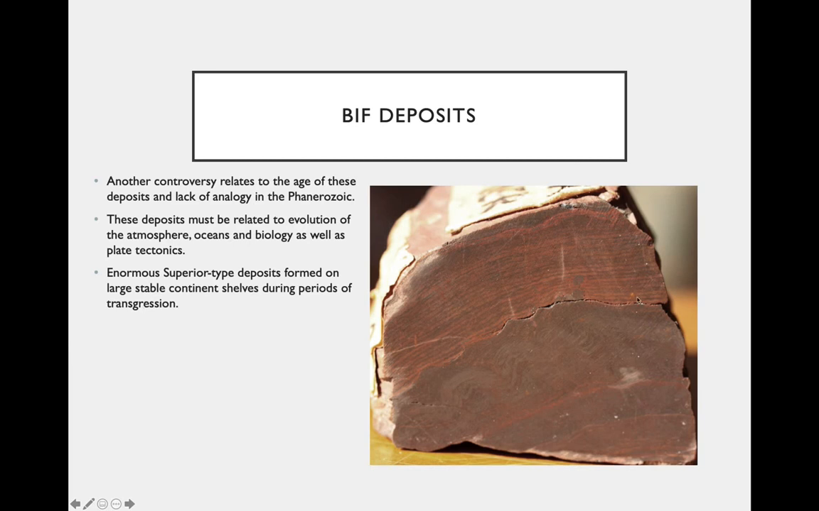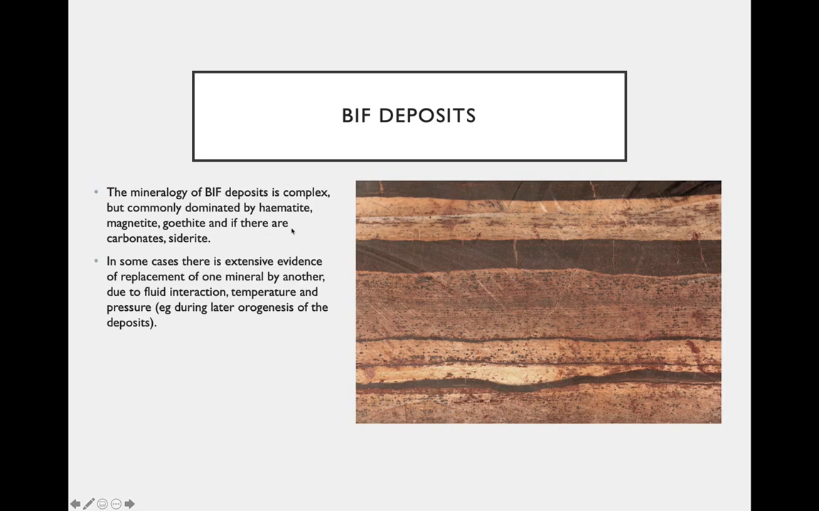So this is a style of banded iron formation, the classic one. So we know that there has to be a link between age, atmosphere, and ocean biology to control the precipitation of these styles of deposits. The main mineralogy becomes dominated by magnetite initially, but then we also end up with hematite and goethite, and we can get the chert layers, and they can also have carbonates like iron carbonate, siderite, and in many cases extensive evidence for replacement of one mineral by another.